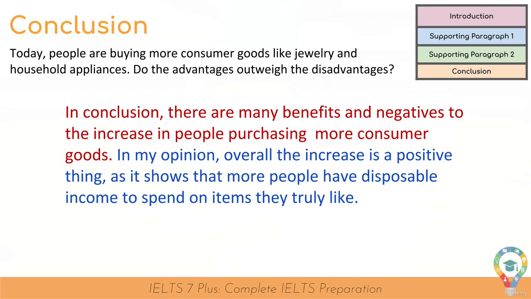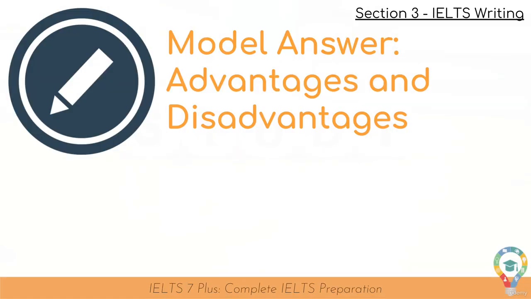In conclusion, there are many benefits and negatives to the increase in people purchasing more consumer goods. In my opinion, overall, the increase is a positive thing, as it shows that more people have disposable income to spend on items they truly like. The red text is my summary of all the main points in my essay, and the blue text is my own opinion. So there is the end of our first model answer for IELTS Writing Task 2.